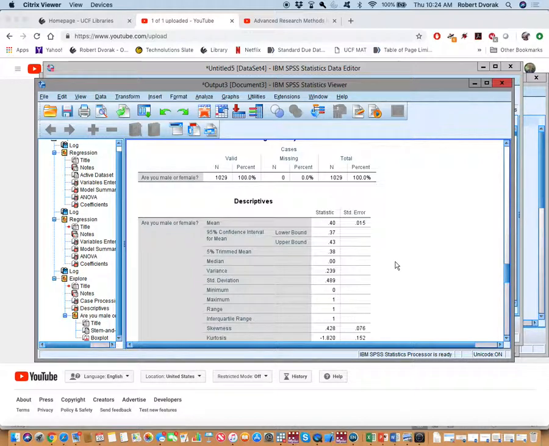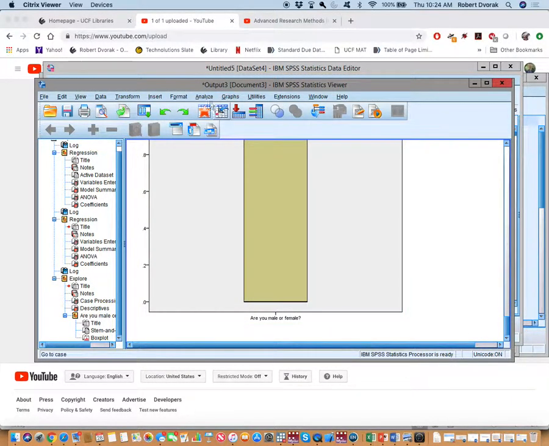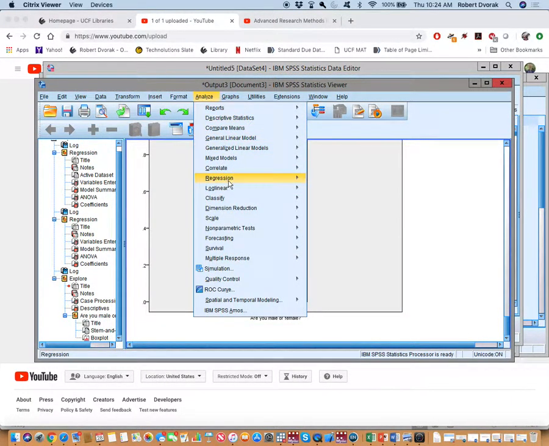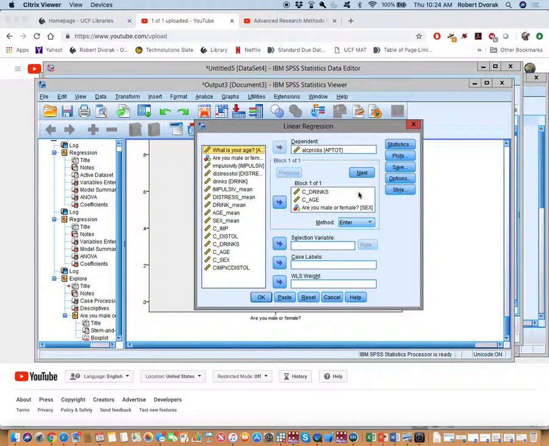When you center everything, it won't affect your intercept because in a regression equation, that gets canceled out. It's still your slope times your mean, but when it's centered, your mean is 0, so you're adding 0 to the intercept. It doesn't matter, right? All right, let's go back to our analysis that we had done here. Analyze, regression, linear.